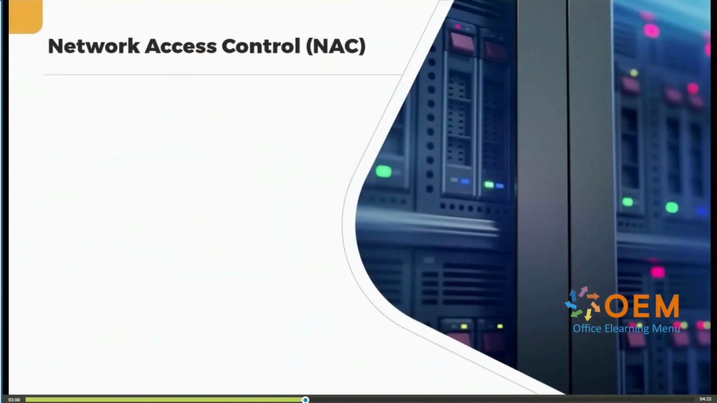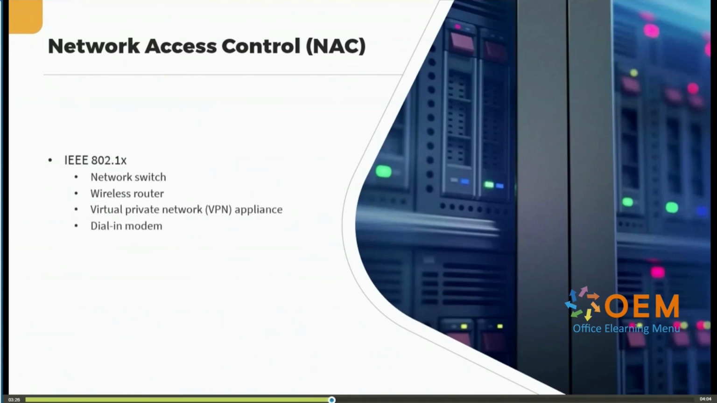At the network level, we also have to think about Network Access Control, or NAC. This is often referred to as the IEEE 802.1x security standard, which is a capability of specific models of things like network perimeter devices, network switches, wireless routers, VPN appliances, even dial-in modems, which are, believe it or not, still in use in some cases as a last resort mechanism for making a remote connection to a network should everything else fail. Okay, but what is it? What's network access control?